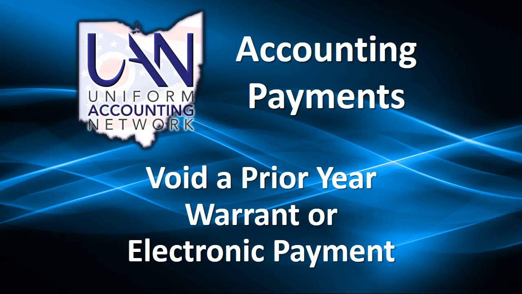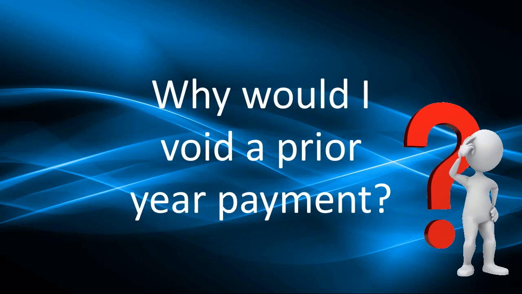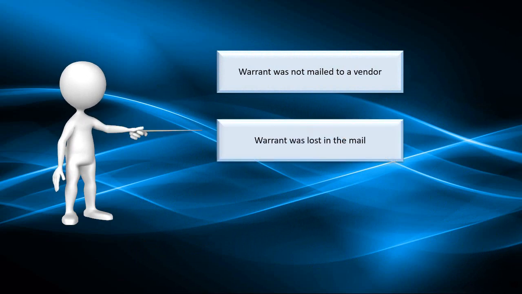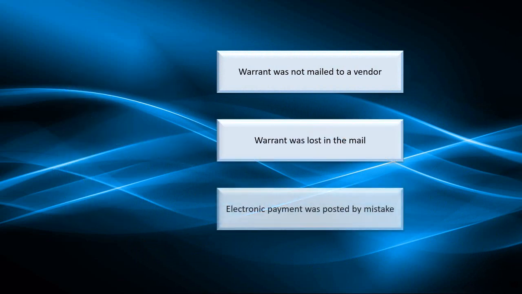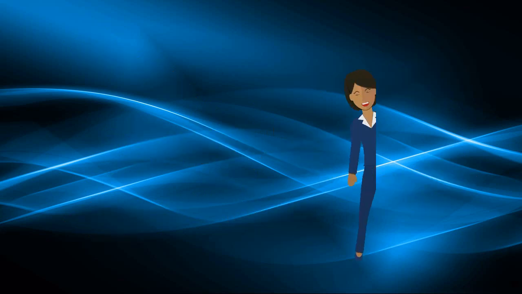This is a short video showing how to void a prior year warrant or electronic payment. Why would I void a prior year payment? Well, there's a couple of good reasons. The warrant was not mailed to the vendor, it was lost in the mail, or you have an electronic payment that was posted by mistake. Voiding a prior year payment requires a different process. Let me take you to the UAN software and show you how to void a prior year payment.